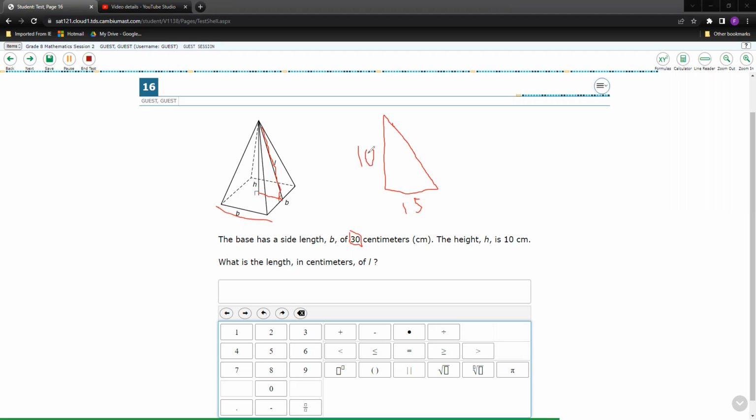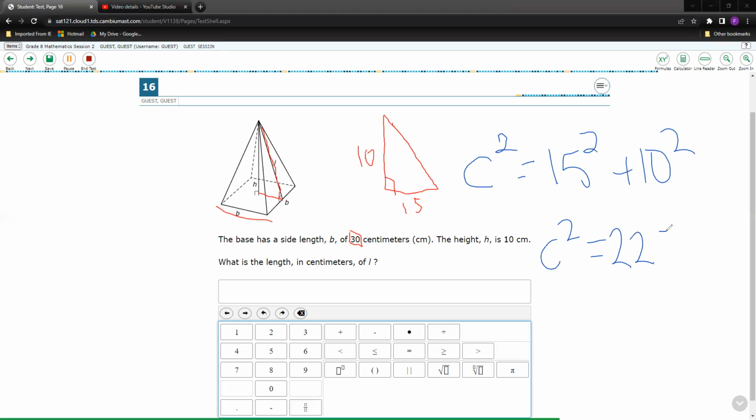And now to find the hypotenuse, we just need to use the Pythagorean theorem, which states that c squared is equal to 15 squared plus 10 squared. So c squared is equal to 225 plus 100.